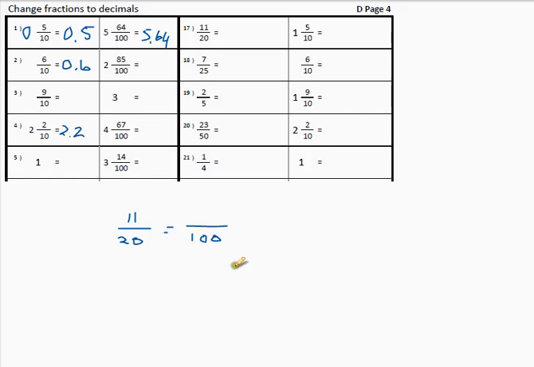If you think of the fractions, when we changed a fraction to a percentage, we did this. We said it's equivalent fractions. How do we get from 20 to 100? We times by 5. In other words, times by 5. 11 times 5 is 55. In other words, that is going to be 55 over 100, which is 0.55. Okay? Okay, pause the video and you finish the rest of that.